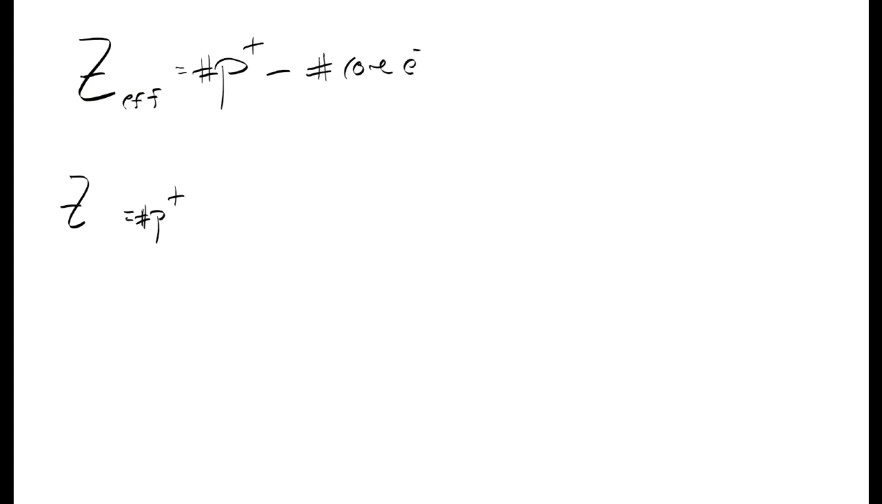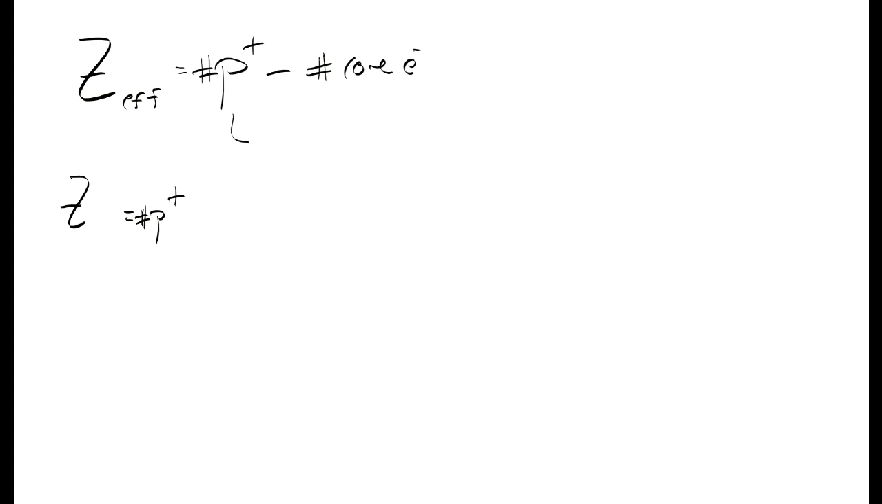Effective nuclear charge is actually a number, Z effective. Remember, just capital Z by itself is the number of protons. So Z effective is equal to the number of protons the valence electrons see. Okay? So it's the number of protons minus the number of core electrons.